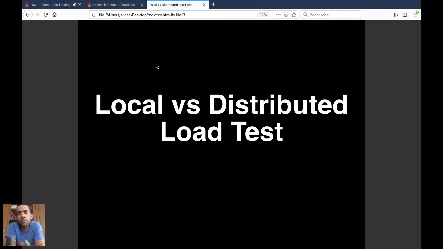To do that, you have two ways to do it. You can use a single box, like a laptop or a server, or you can do it distributed. In many cases, a single box is good enough because most web services are IO bound, and you're going to kill it very fast by sending a lot of concurrent queries.